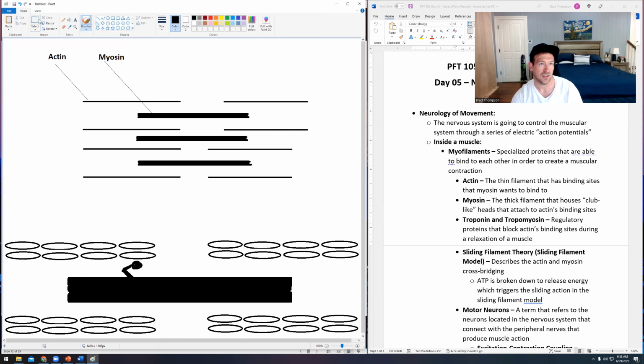All right, just making proteins here. All right. Now I just need to be able to flip that.